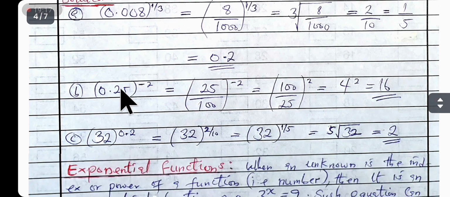Alright, so we have 0.25 all raised to the power minus 2. 0.25 is the same thing as 25 over 100. Why? Because we want to use this value 25. Under the point is 1. The remaining value after the point is 2 digits. So those 2 digits are 0, 0. So 1, 0, 0. So 25 all over 100 will still give you back this decimal.